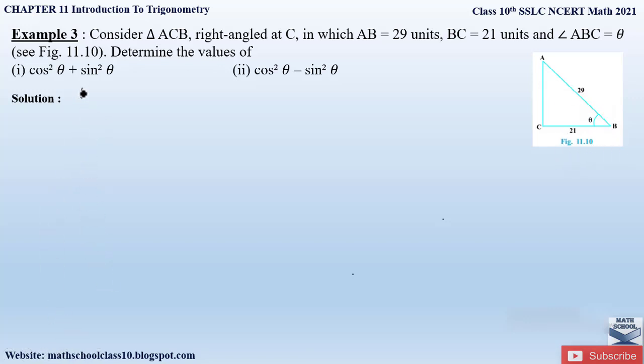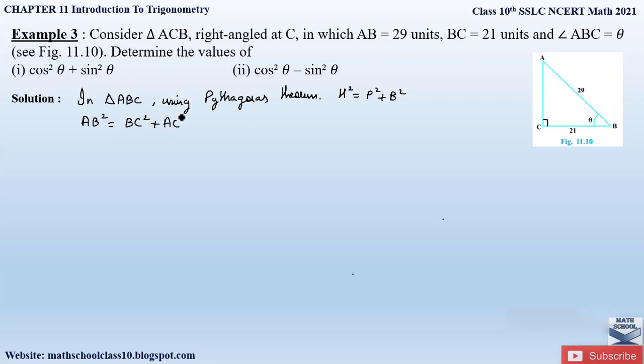So write down, in triangle ABC, using Pythagoras theorem, where hypotenuse square is equal to perpendicular square plus base square. Here what is the hypotenuse? That is the side opposite the right angle, that is AB. So we will have AB square is equal to, the base is BC square plus AC square. Now since we have to find out the value of AC, we will send this BC square to the left hand side. So AC square is equal to AB square minus BC square.